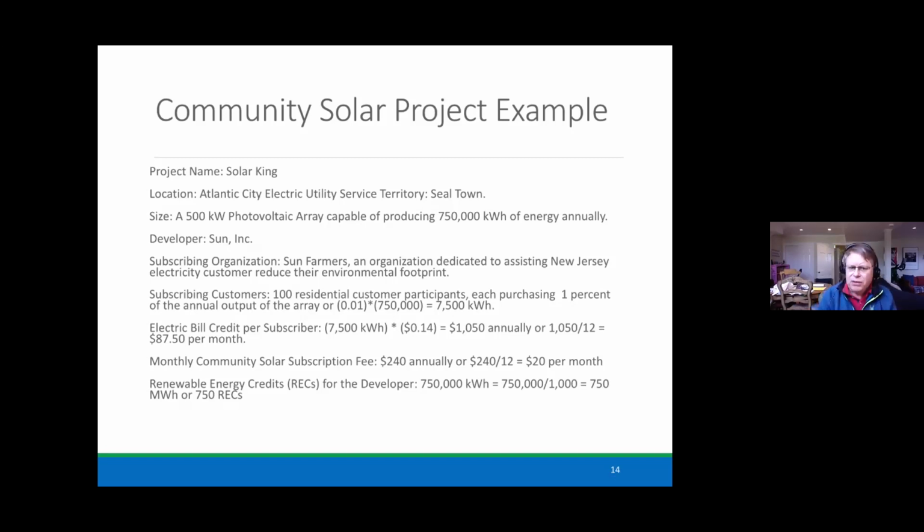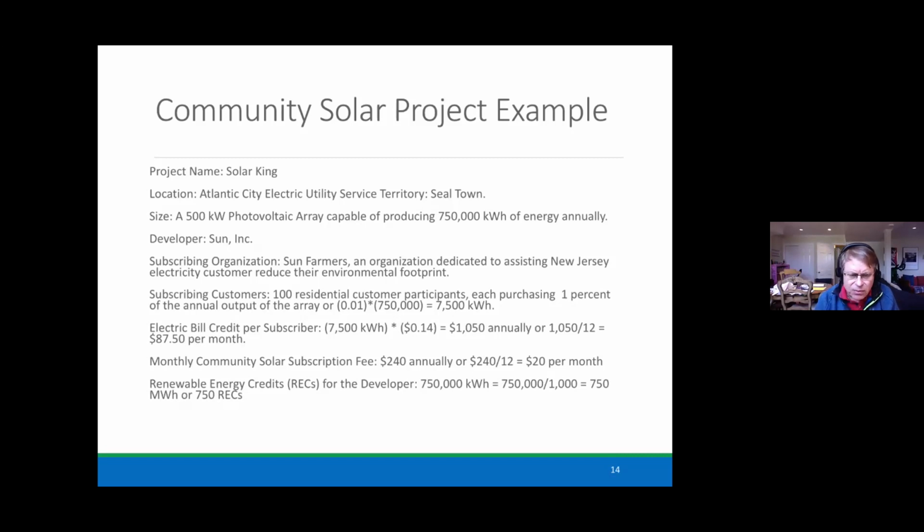So you'd be seeing that on your electric bill. If you subscribe to this facility for 7,500 kilowatt hours, you'd be getting that bill credit every month on your ACE electric bill. And that would be offsetting your otherwise existing bill costs. So it's kind of a nice feature.